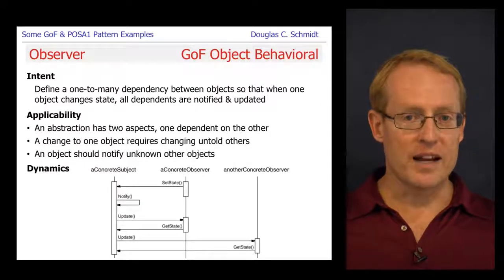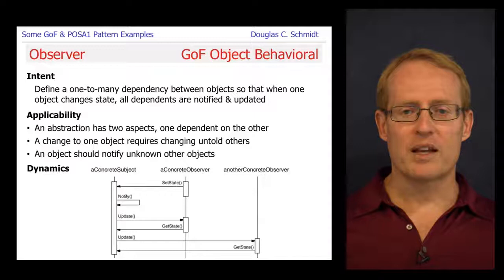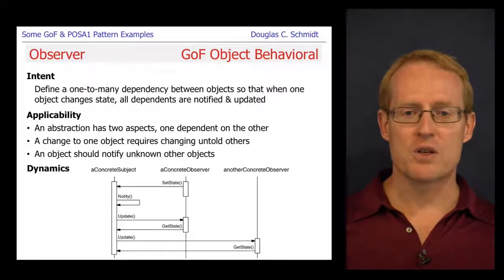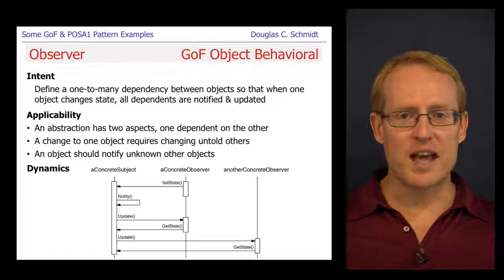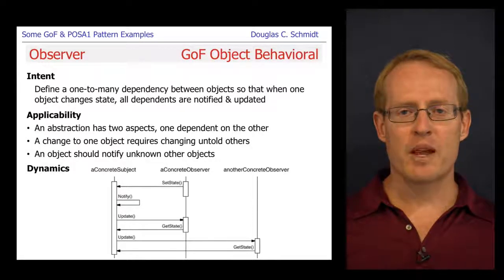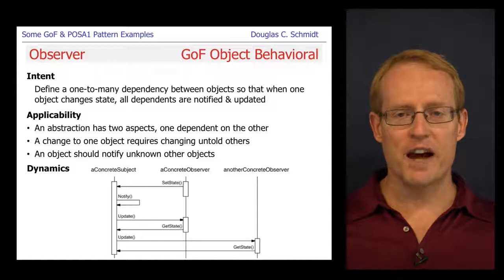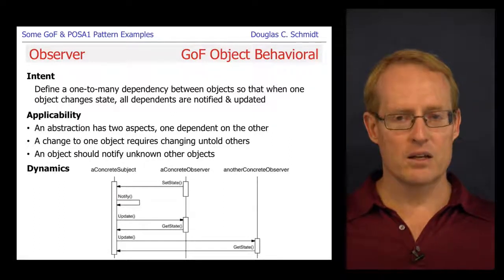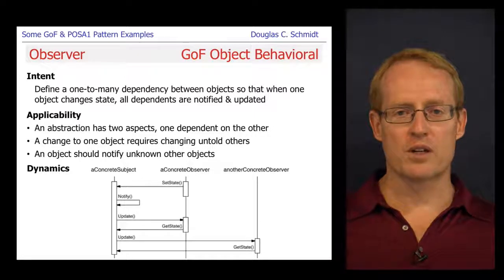Here's a view of the dynamics of the observer pattern. As you can see here, we have concrete observers. We have multiple concrete observers that go ahead and attach themselves to a subject. And when the subject is notified of changes, it turns around and dispatches the update hook method on all the observers that are registered with it.